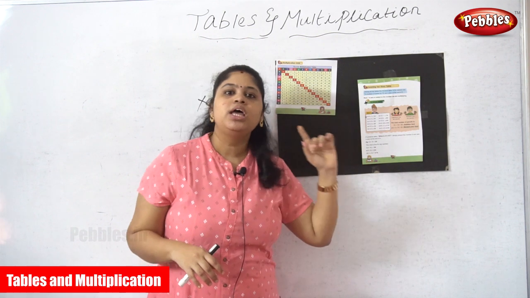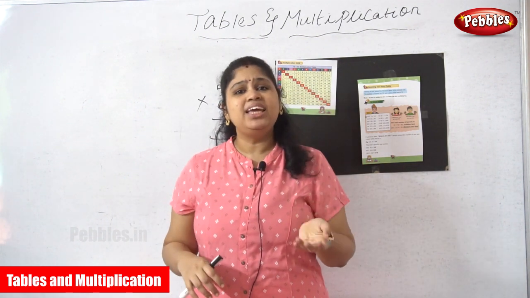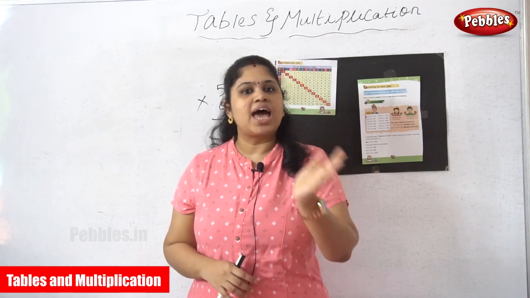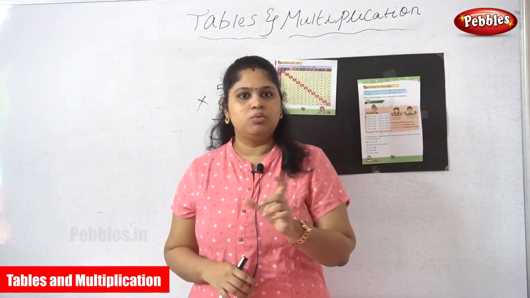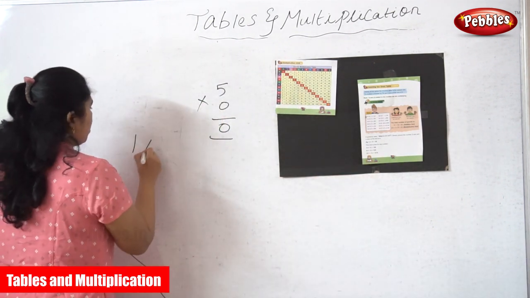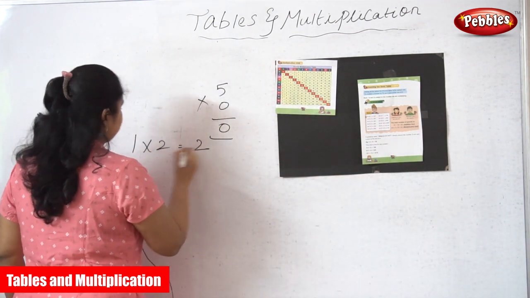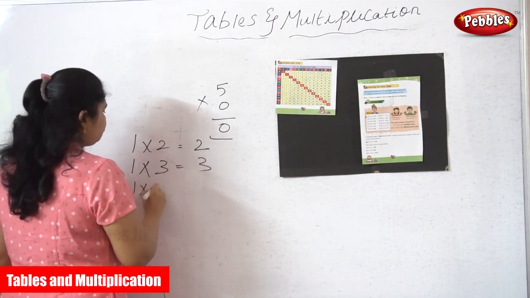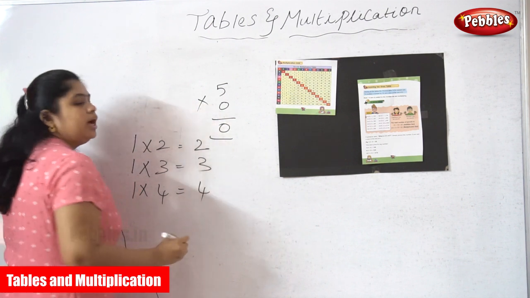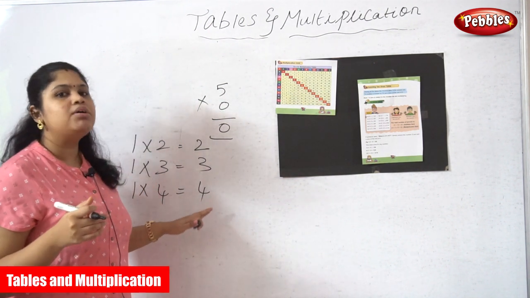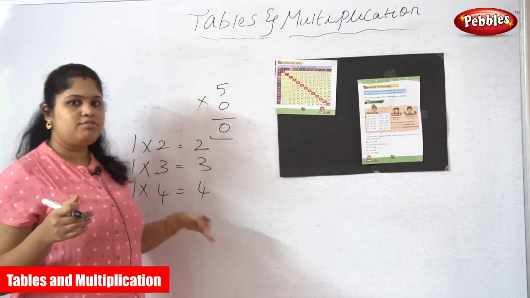So what is 1? If you multiply any number with 1, the number which is multiplied by 1 will be the answer. For example, listen here: 1 into 2, the answer will be 2. 1 into 3, the answer will be 3. 1 into 4, the answer will be 4. It will remain the same in the case of vice versa.